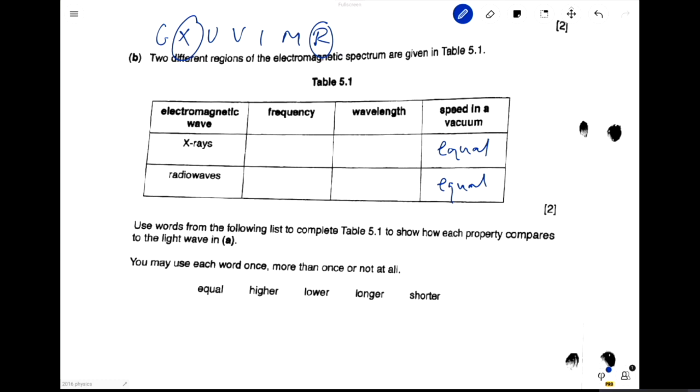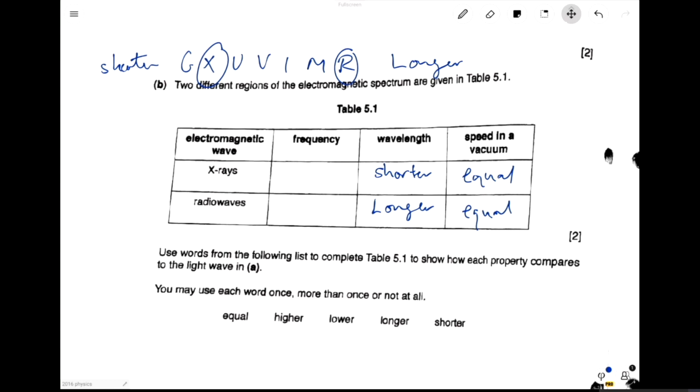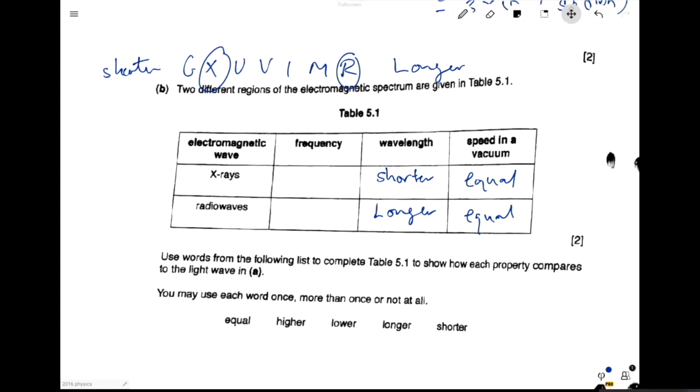Now, next, in terms of wavelength, which one is longer and which one is shorter? Radio wave is the longest. Then the gamma ray is shorter. So wavelength here is longer, and this one is shorter. How do you remember? X-ray, gamma ray. I just remember the last one is the shortest. Radio is very long. Okay, so about the frequency, which one is high, which one is low?